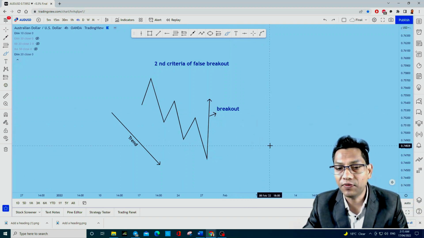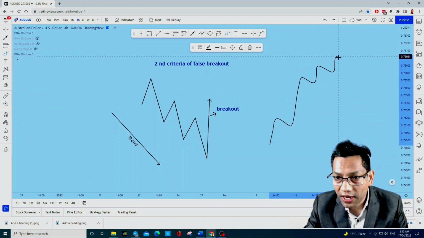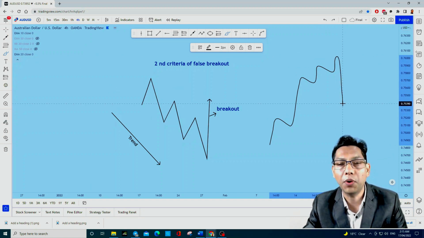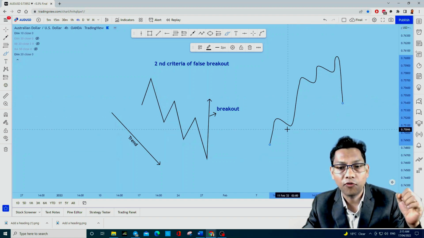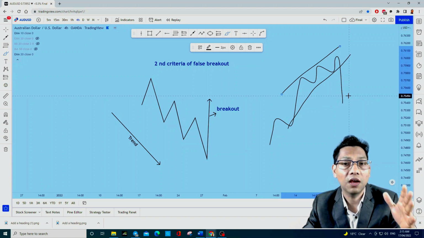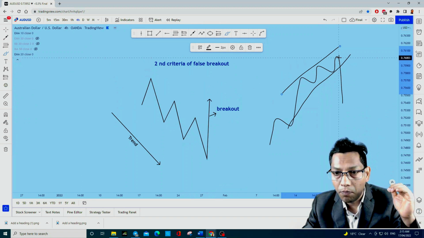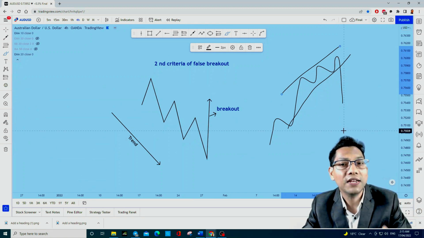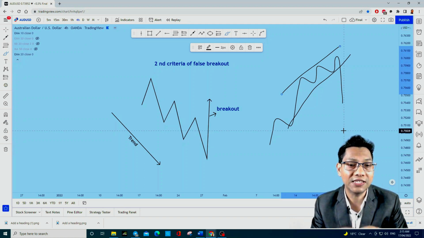So let's say if the market was moving in an uptrend and suddenly without any reason, if the market breaks down without any proper sign from this trend line, chances that it could be a false breakout, because the market will never change its trend in one direction without any consolidation or without any sign.